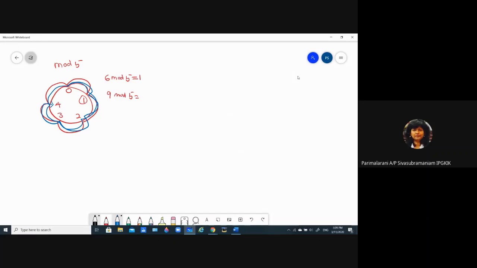I stop here. So 9 mod 5 is 4. Okay, if I want to know what negative 4 mod 5 is, how do I do that? If it's a negative number, you move anti-clockwise. That means you move anti-clockwise, negative 4. The number of steps is still 4.